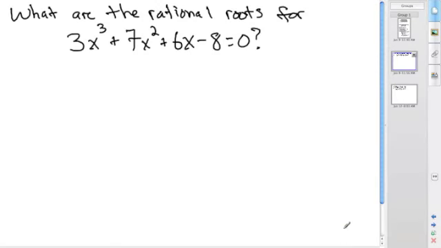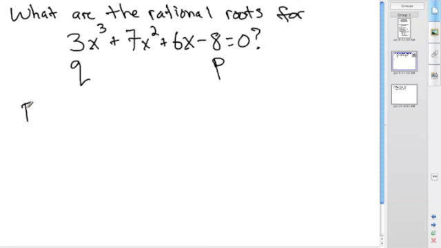Here we're going to do the rational root theorem again. I want to know what are the rational roots for 3x^3 + 7x^2 + 6x - 8 = 0. So, applying the rational root theorem, we need to find factors of p, which is our constant term, and factors of q, which is our leading coefficient term.